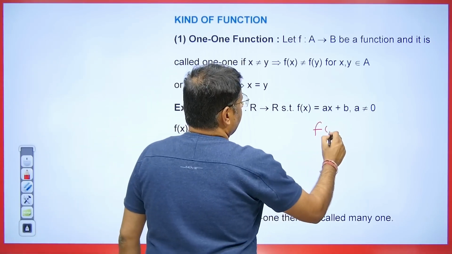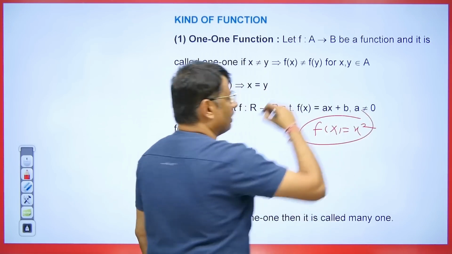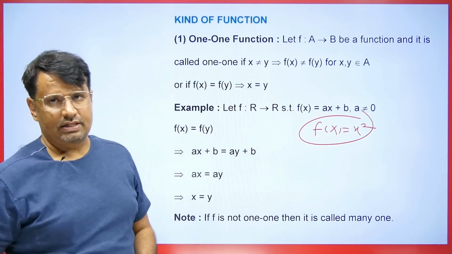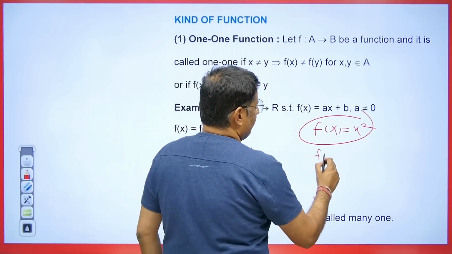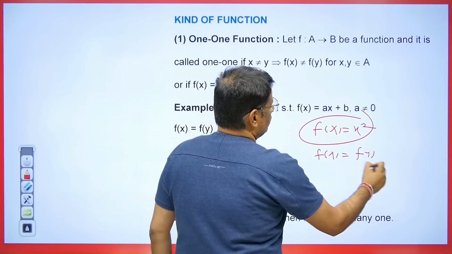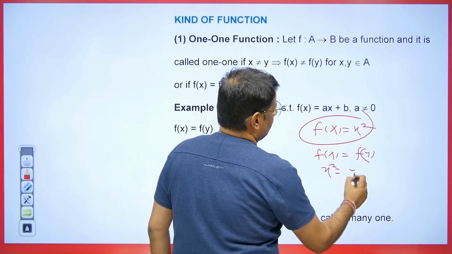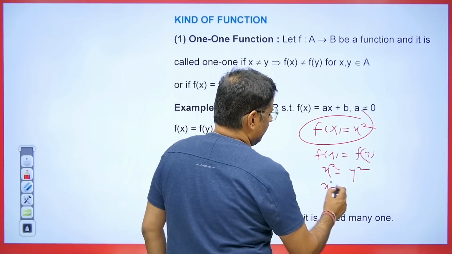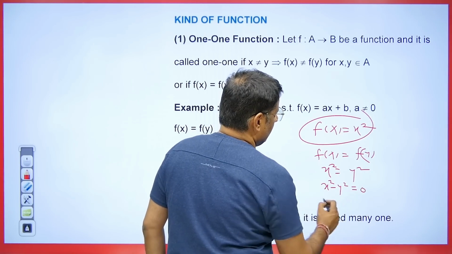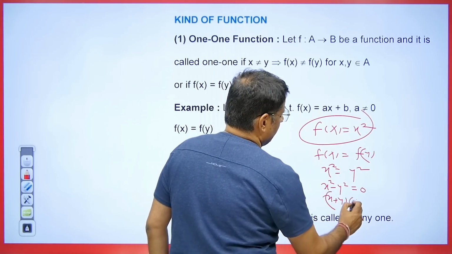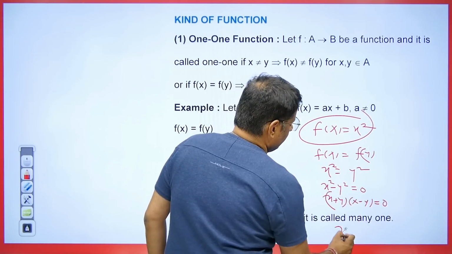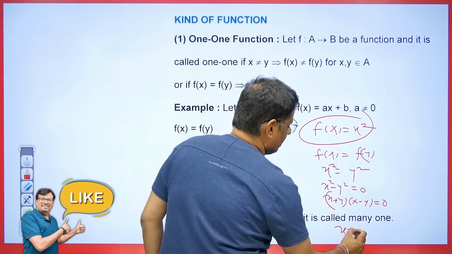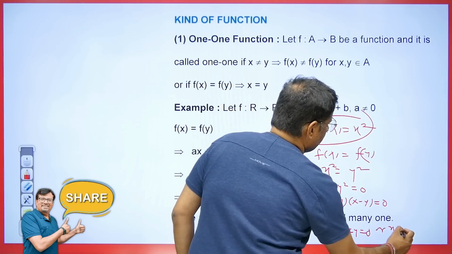Like I took example that f(x) is equal to x square, and you have to prove whether it's a one-one function or not. First of all, we will take f(x) equal to f(y). So students, what we will write? f(x) is equal to f(y), right? So here x square is equal to y square will come, right? If we move y square to other side, it will be x square minus y square is equal to 0. So we will write it as (x plus y) into (x minus y) is equal to 0. So students, product of these two is equal to 0. It means that either this will be 0 or this will be 0. Am I right or not?